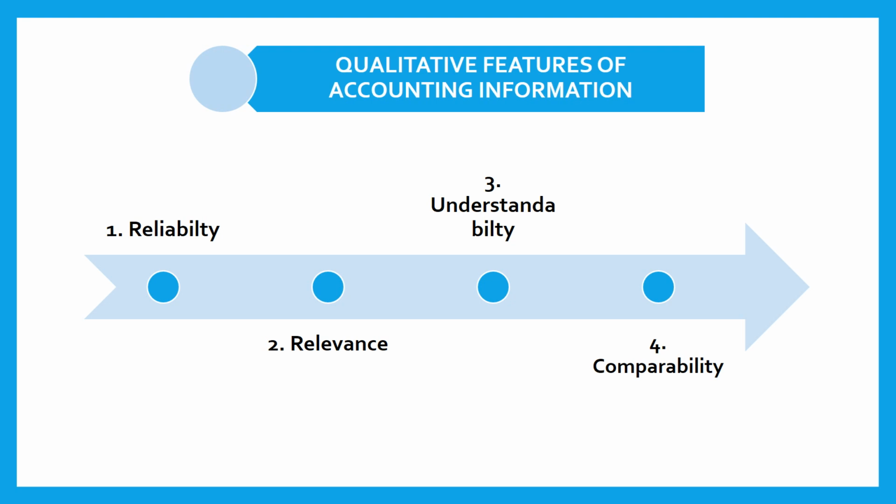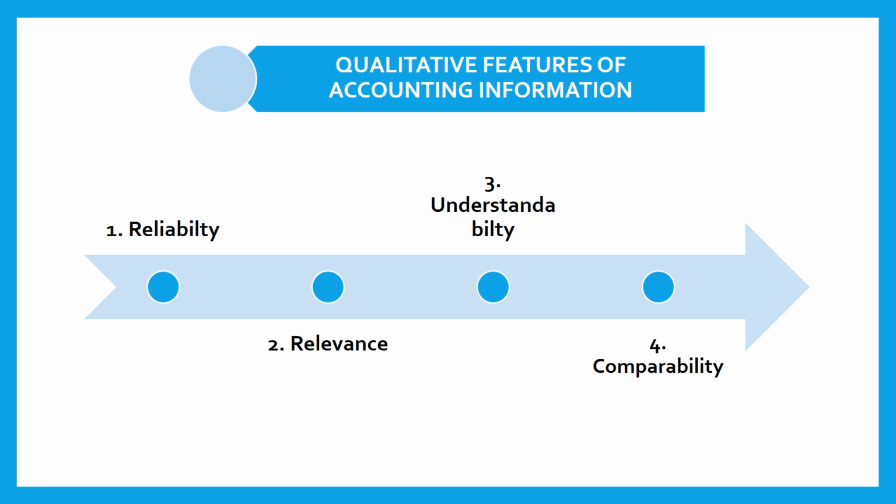The information which is provided may not be worth comparing with others. So there are certain inherent features in every business organization's accounting information which must have some quality in it. The qualitative features of accounting information are 4, which are very important, and every business organization's accounting information must have these features.